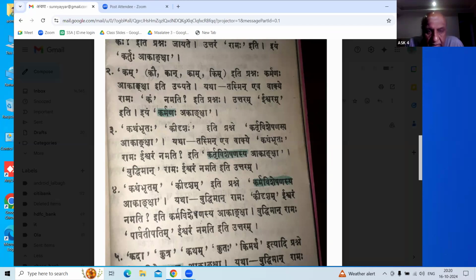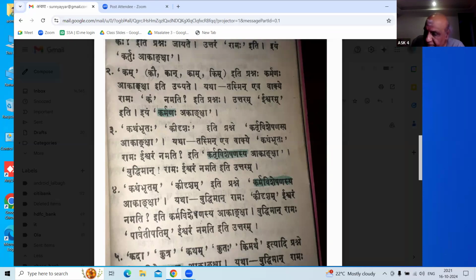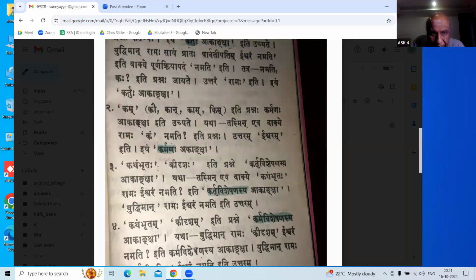That means these adjectives are for masculine. Yatha, example, tasminneva vakye. We will take the previous sentence itself. Katam bhutaha Ramaha Ishwaram namati. Iti kartru visheshanasya akanksha. See, katam bhutaha is used for masculine. It's obvious.